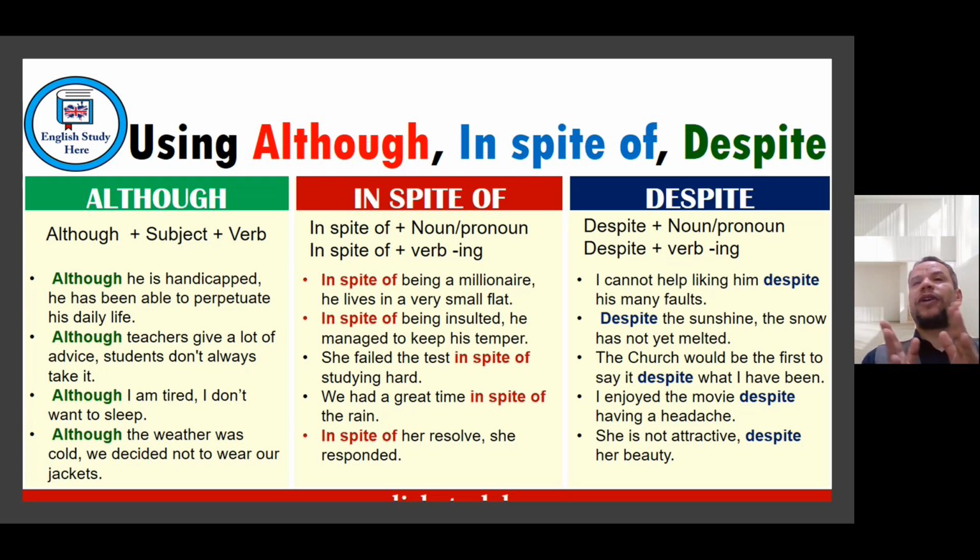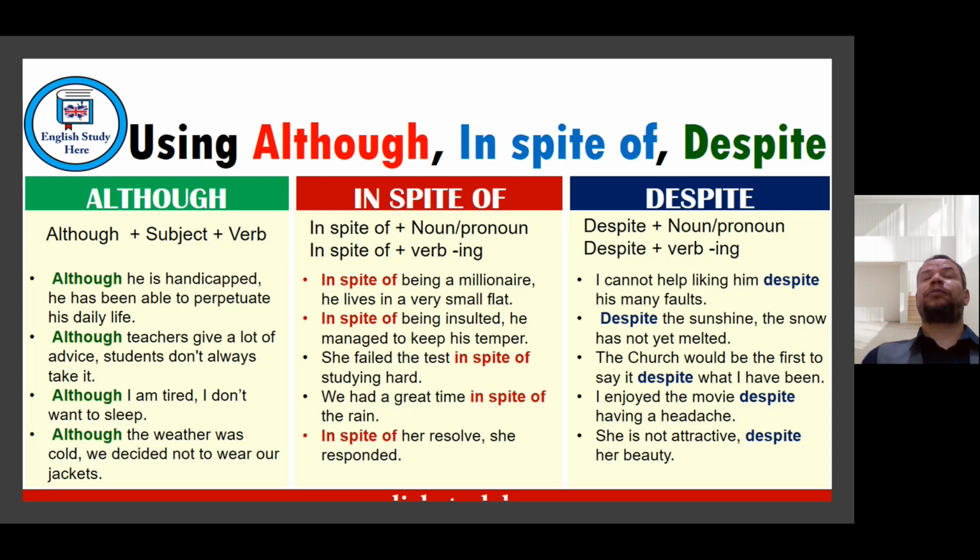Despite is followed by a noun or a verb plus ing, the same as in spite of. So despite and in spite of, okay? And you can say, for example, I cannot help people to like him despite his many faults. Despite and in spite of.